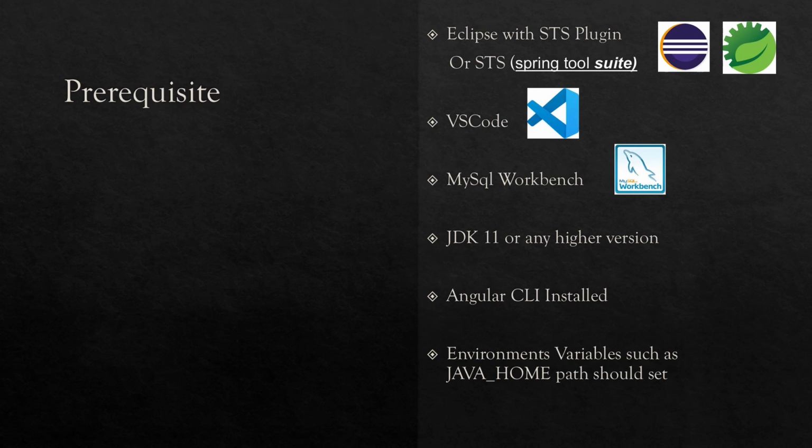After that we will require Visual Studio Code to run the front end project and MySQL Workbench for the database part. Now we will require JDK 11 or any higher version of that, and Angular CLI must be installed in your system, and also environment variables such as the Java home path should be set.